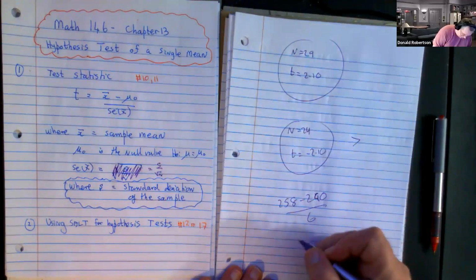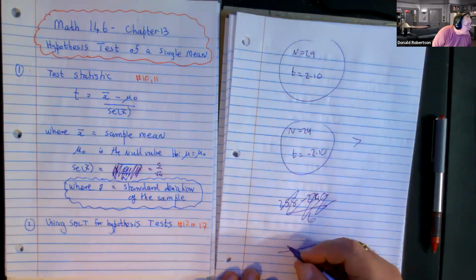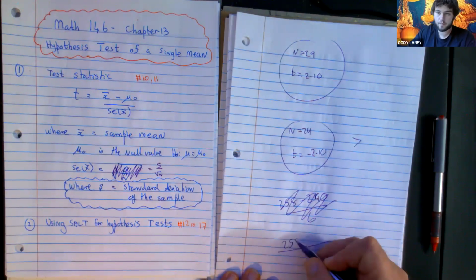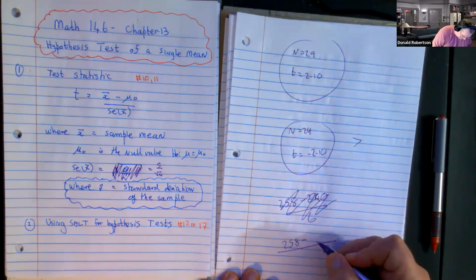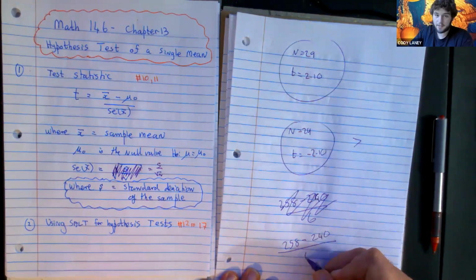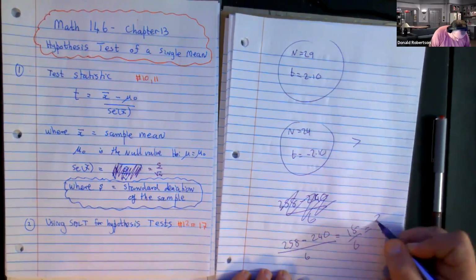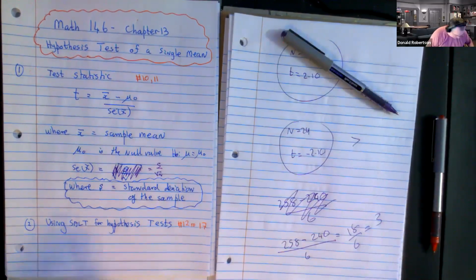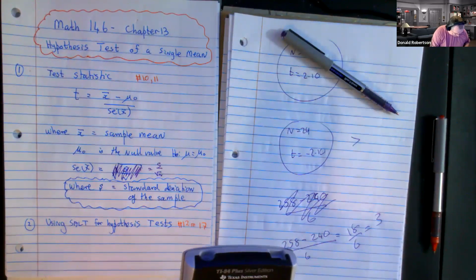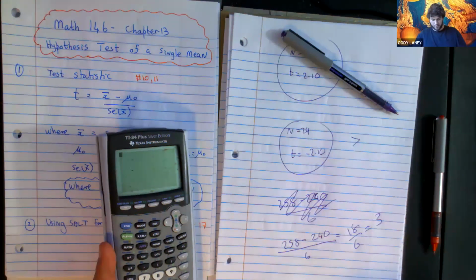It sounds to me like it might just simply be a calculation thing. Okay, so what was the value of X bar in your question? 258. And the mu naught? 240. And the standard error? 6. So in your case, it's going to be 18 divided by 6, which is 3. Oh, maybe I did do it wrong.